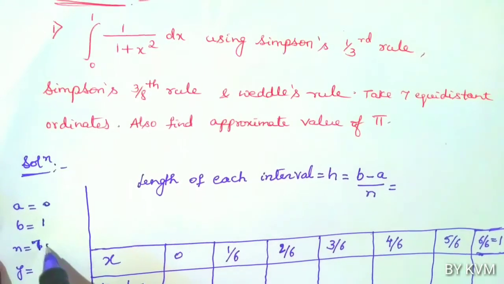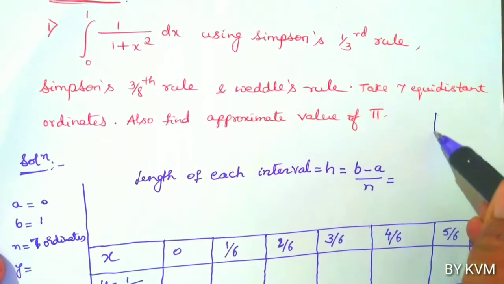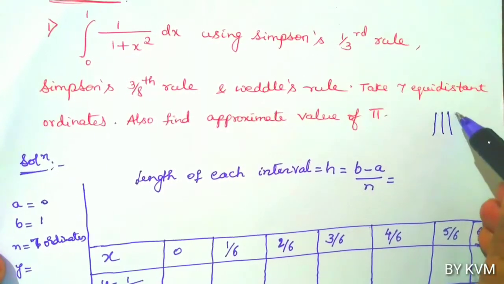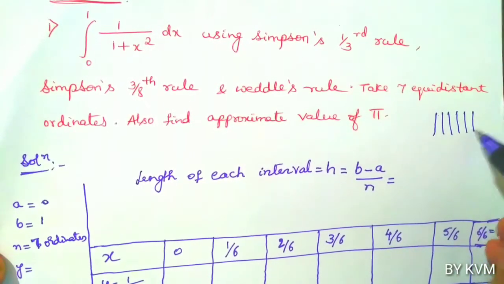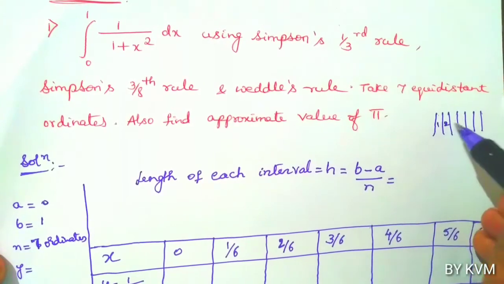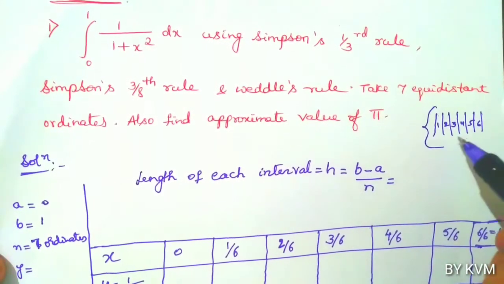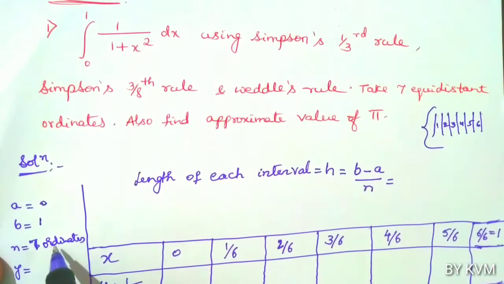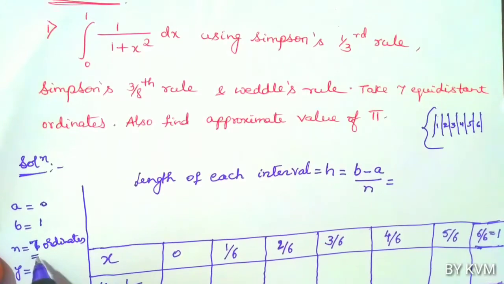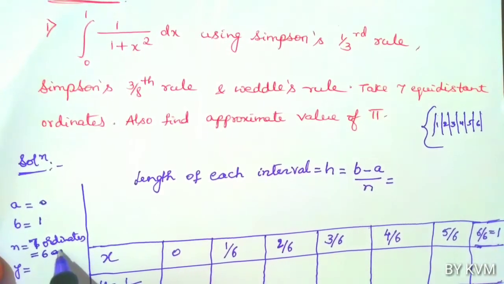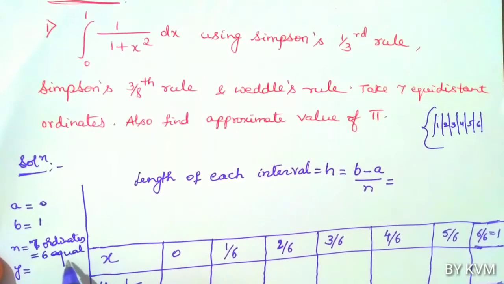So 7 ordinates means, 1 2 3 4 5 6 7. So 7 ordinates means 6 equal parts. So don't take 7. Here n is 6 equal parts. So you have to take n equals 6.